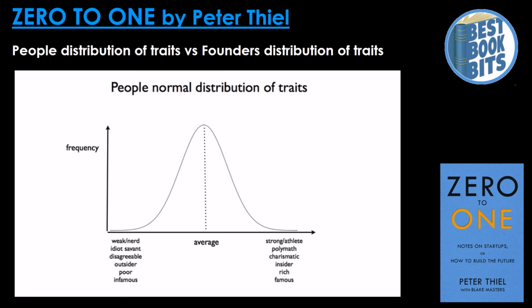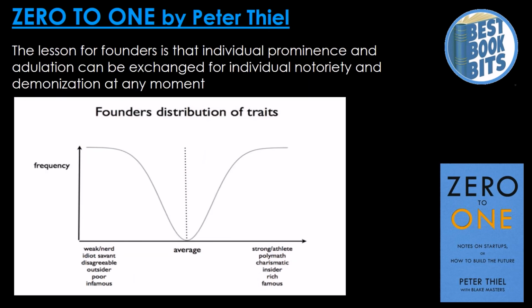On the left, you'll see frequency, and on the right, you will see average, with a graph going from the bottom, the weak, nerd, idiot, savant, disagreeable, outsider, poor, infamous, and then going in the middle, which is the average, and then up to the strong, athletic, the polymath, charismatic, insider, rich, and famous. The lesson for founders is that individual prominence and adulation can be exchanged for individual notoriety and demonization at any moment.